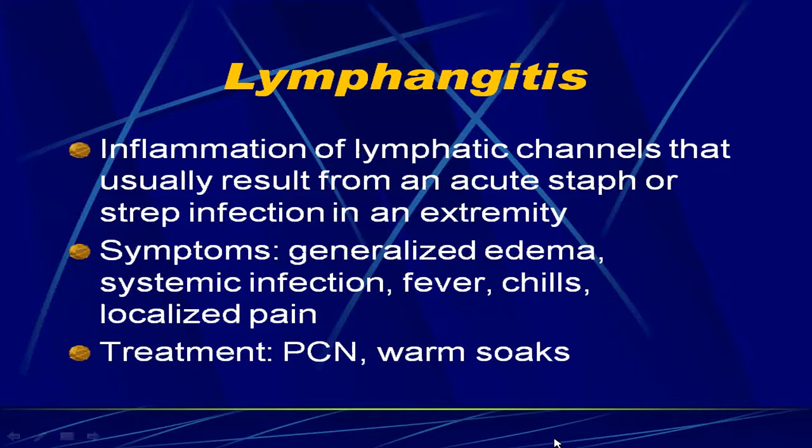With lymphangitis, we know when we see "itis," we're looking at an inflammation. So it's an inflammation of the lymphatic channels that usually results from an acute staph or strep infection in an extremity. The symptoms that we see associated with it are generalized edema. The person may develop a systemic infection, chills, and also localized pain. And so the treatment for this may be penicillin or warm soaks.